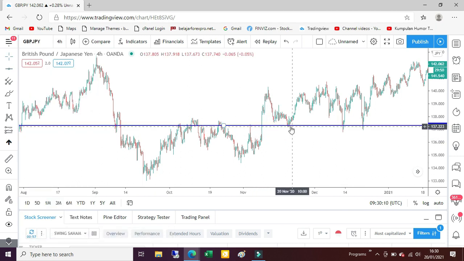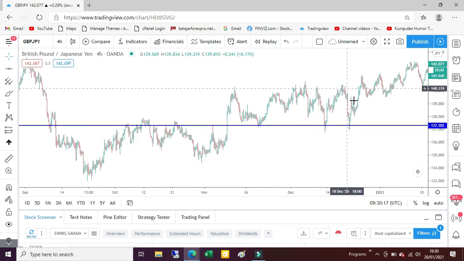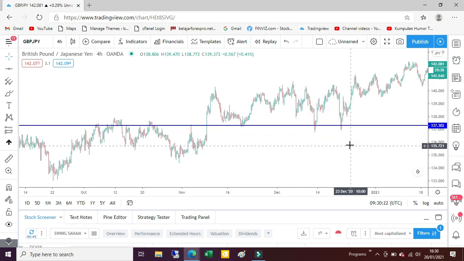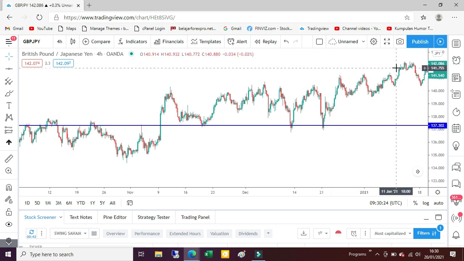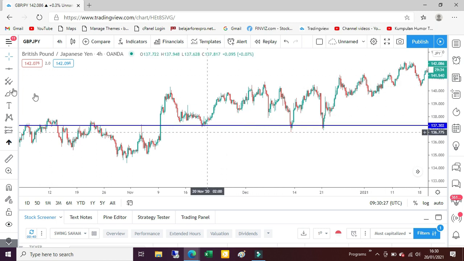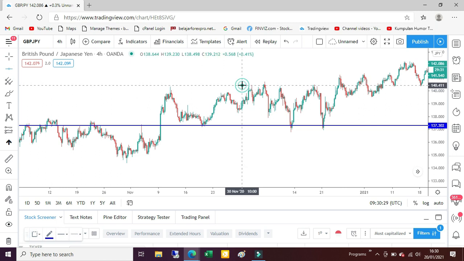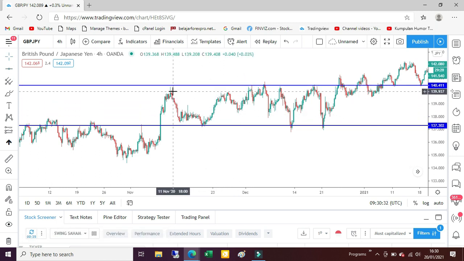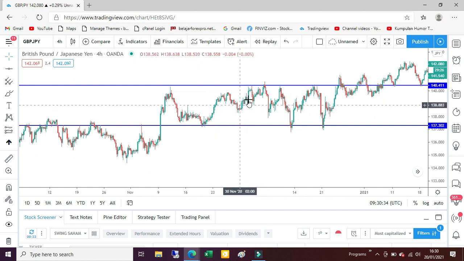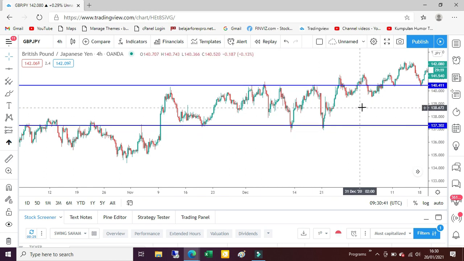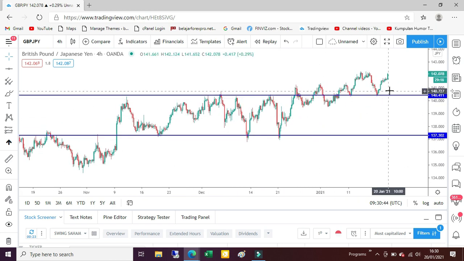You see here, support, and then the price back to your support and then continue going up. You see, resistance. When the price touch your resistance, go down, resistance, go down, resistance, go down. You see?